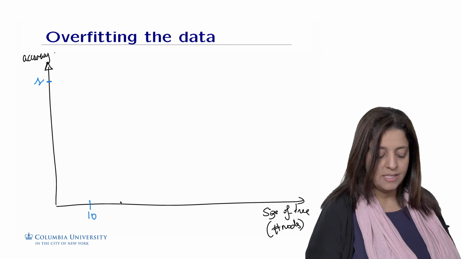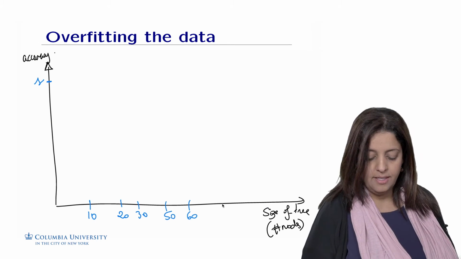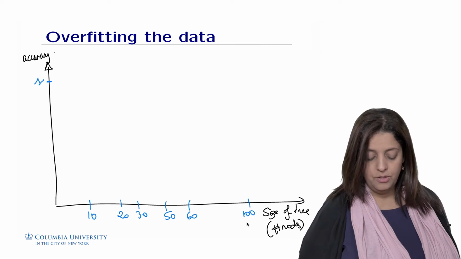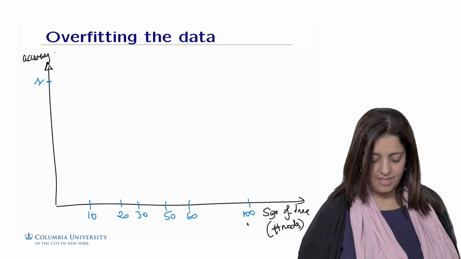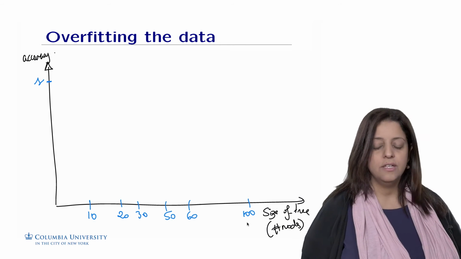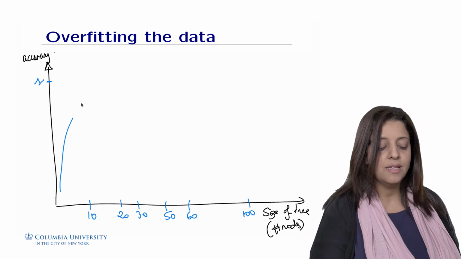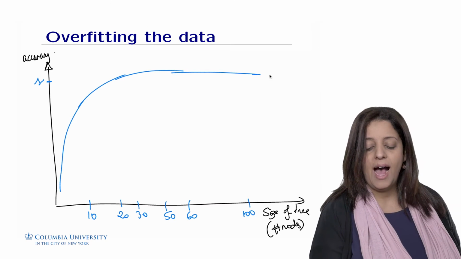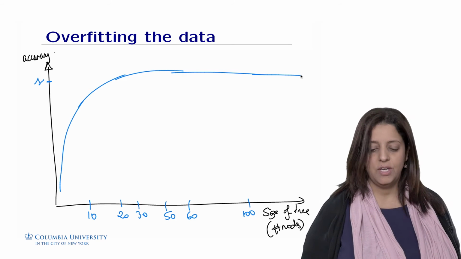Suppose we have our data split into 10, 20, 30, 50, 60, up till 100 nodes, right? 100 nodes would be the largest possible tree you could build with this data. So if you observe the behavior of the accuracy as you increase the number of nodes, you would see something that would really go high this way, which means that you're going to get 100% accuracy on your training data.